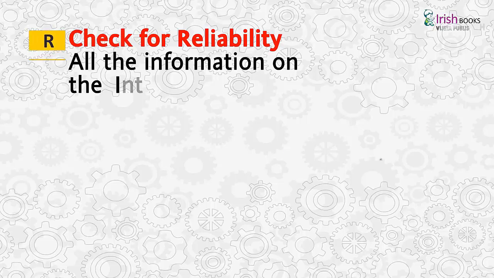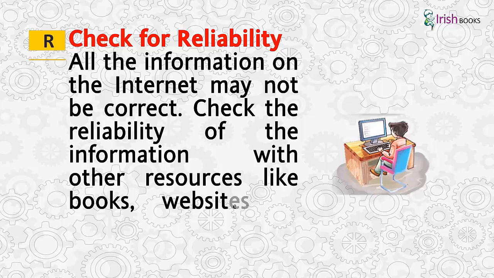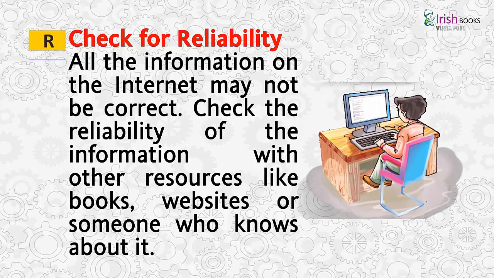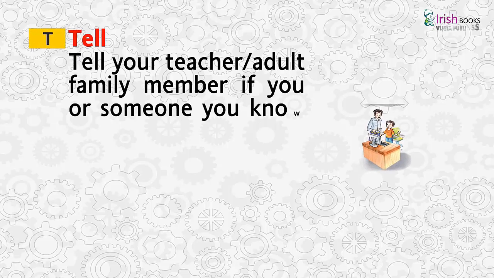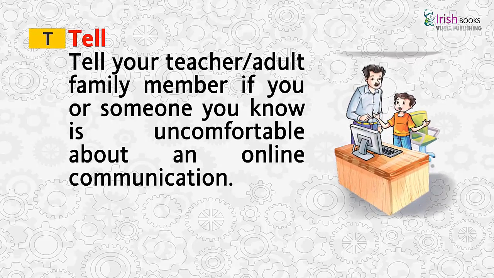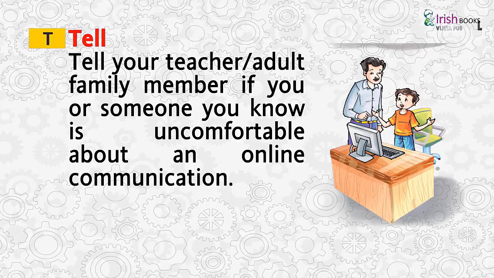R. Check for reliability. All the information on the internet may not be correct. Check the reliability of the information with other resources like books, websites, or someone who knows about it. T. Tell. Tell your teacher or adult family member if you or someone you know is uncomfortable about an online communication.